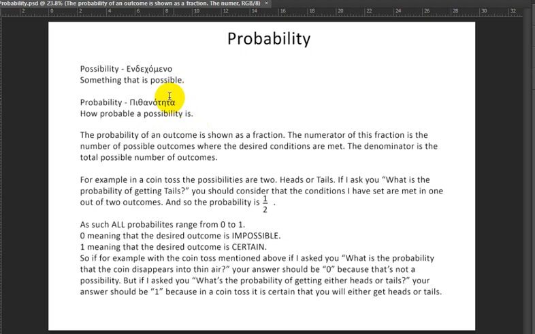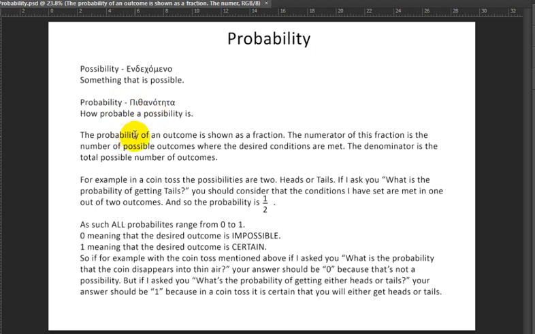Often these two words get confused in both languages, and they are not the same, and you should know the difference. So again, possibility, if something is possible, if it can happen. Probability, how probable is it? So how likely is it, basically?